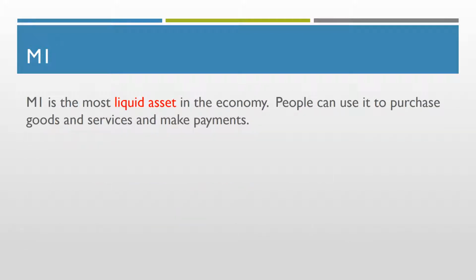So, M1 is the most liquid asset in the economy. It actually means that people can use this M1 to buy or exchange for goods and services that they want, and also make payments of their debts. The word liquid actually means how easy it is to flow from one person to another in the exchange or transactions.